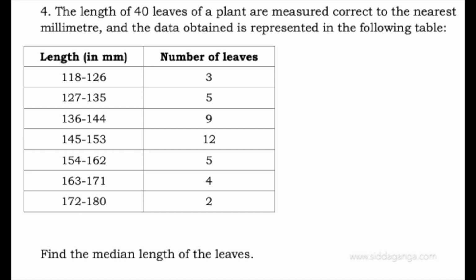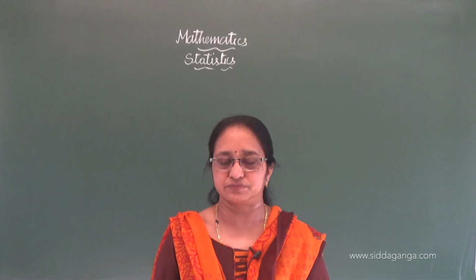is represented in the following table: 118 to 126, 127 to 135, 136 to 144, 145 to 153, 154 to 162, 163 to 171, 172 to 180. Number of leaves: 3, 5, 9, 12, 5, 4, 2. Find the median length of the leaves. So this is the question.